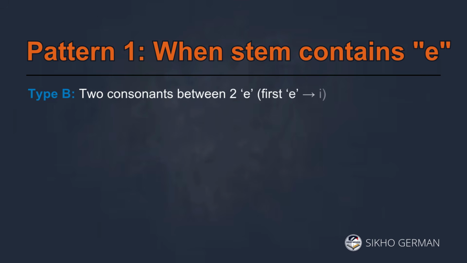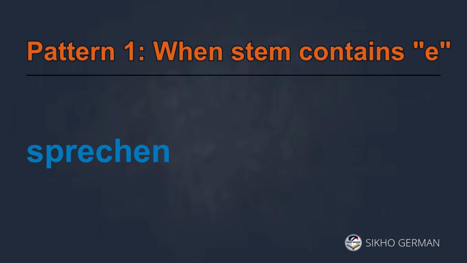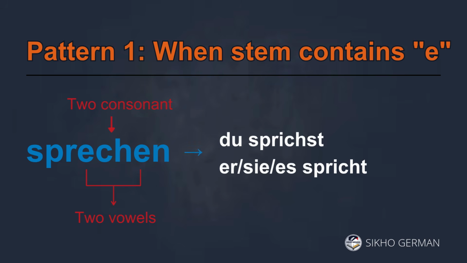Now type B. Two consonants between two e's. First e changes to i, not ie. Look at sprechen, to speak. Structure S-P-R-E-C-H-E-N. Two e vowels with two consonants ch in between. For du and er/sie/es, first e becomes i. Du sprichst, you speak. Er/sie/es spricht, he, she, it speaks. Notice the difference from type A. With two consonants between the vowels, first e becomes i, not ie.